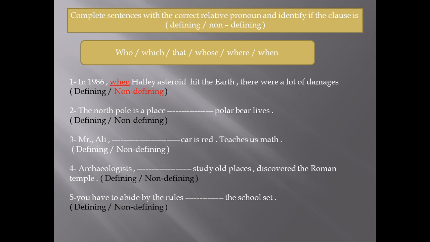Look here, for example, the first sentence. طلع على المثال الأول. In 1986, when Halley's comet hit the Earth, there were a lot of damages. We used when here because we talk about 1986. It is a year, it is a time. The type of the sentence, نوع الجملة, is non-defining because look here, we have two commas, عندنا فاصلتين, and we have additional information, معلومة إضافية.